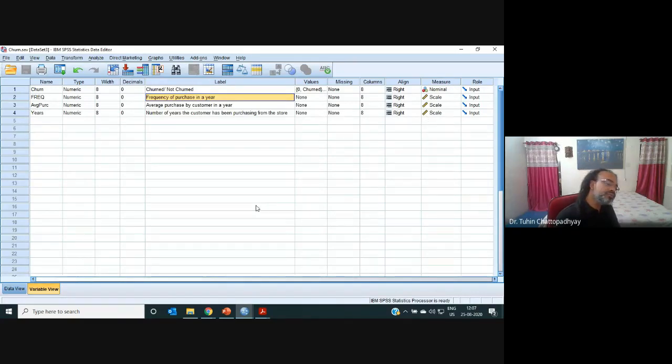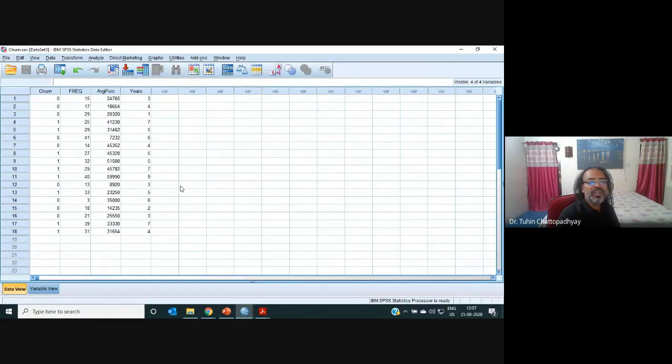I'm sure you must have learned in your research methodology classes, like interval scale and ratio scale. For all practical purposes, the operations are more or less the same. The methodologies applied on interval or ratio scale are more or less the same, and that's why they have been combined within the measure as scale. So that's why it's a kind of ratio scale. Average purchase by customer in a year, and number of years the customer has been purchasing from the store.